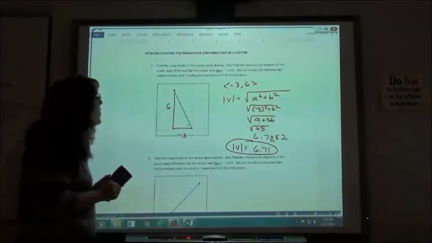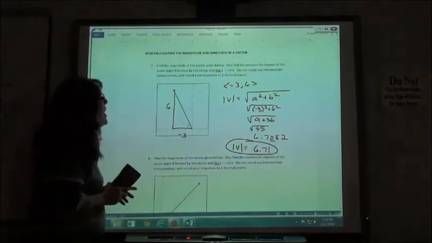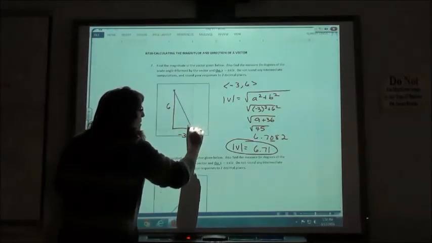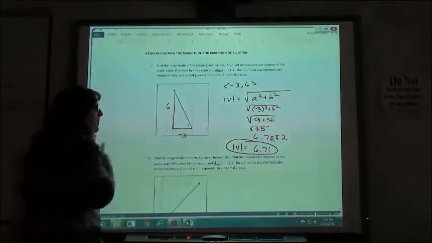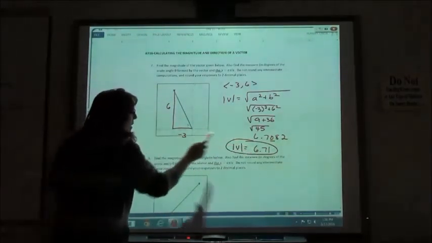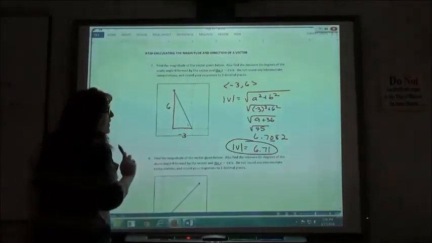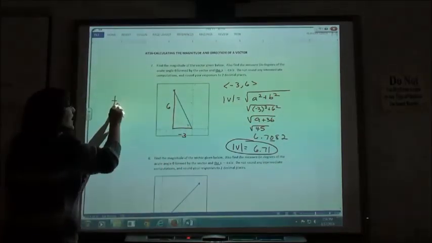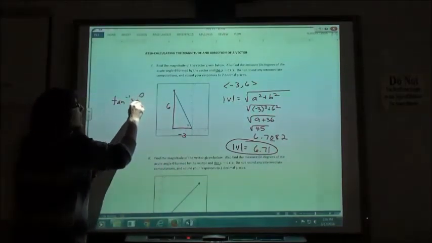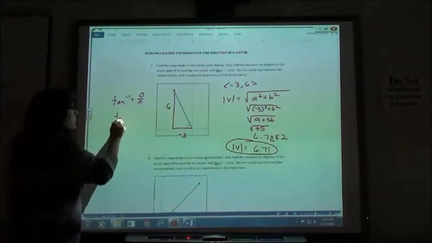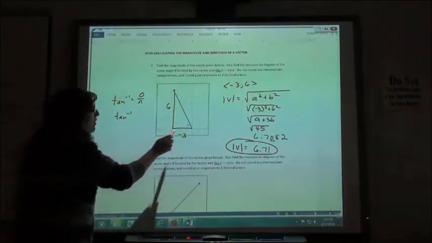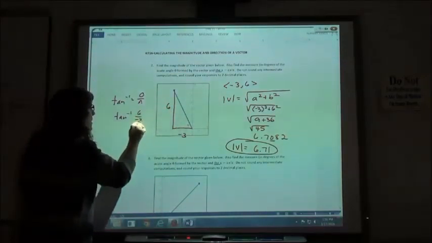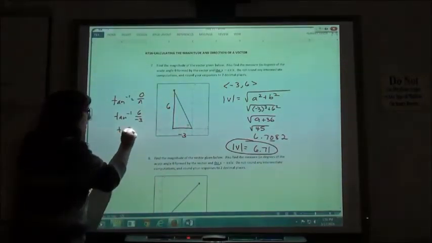Now that's only part of the problem. They want us to find the magnitude and the direction of the vector. So what they really want us to do is figure out what this angle is in here. Because I don't want to use a rounded off value, I'm going to use these 2 sides that they already have labeled. I have the opposite and the adjacent, so I can say that the tangent is equal to the opposite over the adjacent. So I'm going to do the inverse tangent of, and I'm going to have 6 over negative 3, which would simplify into negative 2.